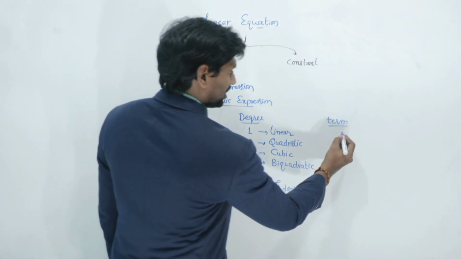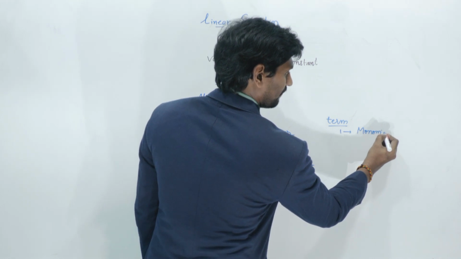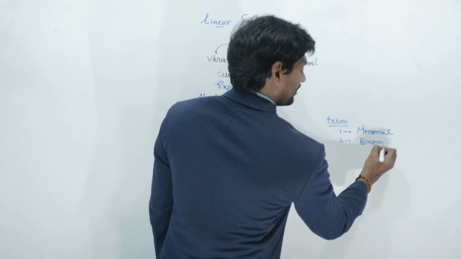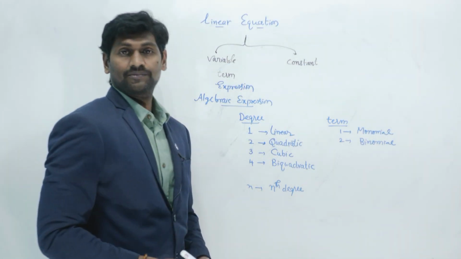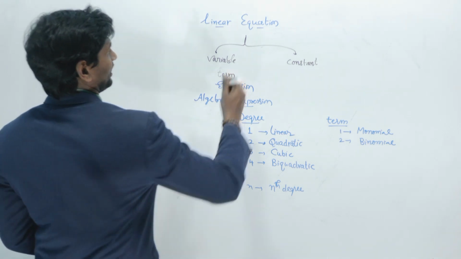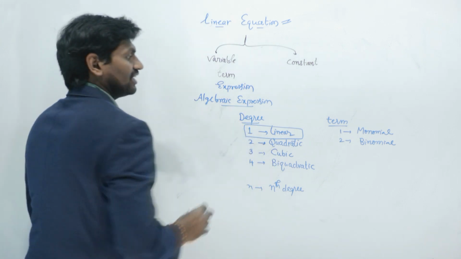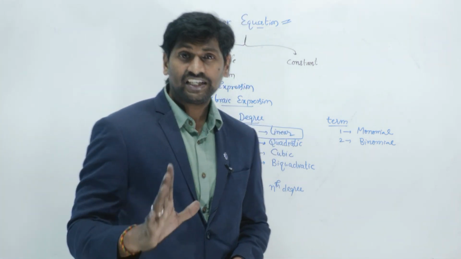Based on the terms, only one term is called a monomial, 2 terms a binomial, 3 terms a trinomial, like that we discussed. Now coming to the linear equation, a degree 1 equation is called a linear equation.